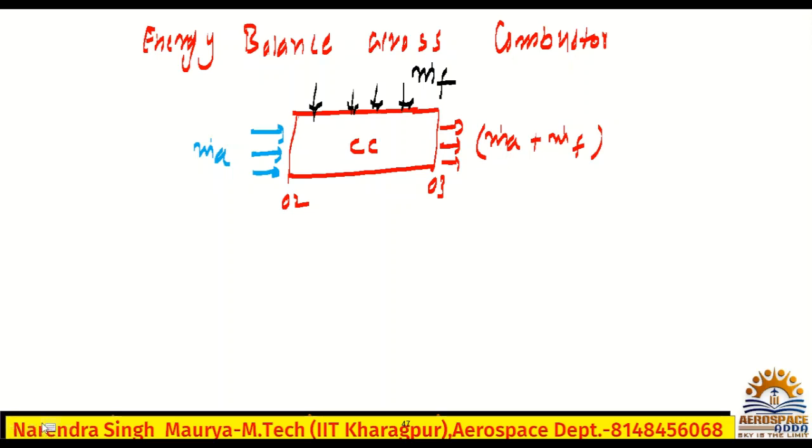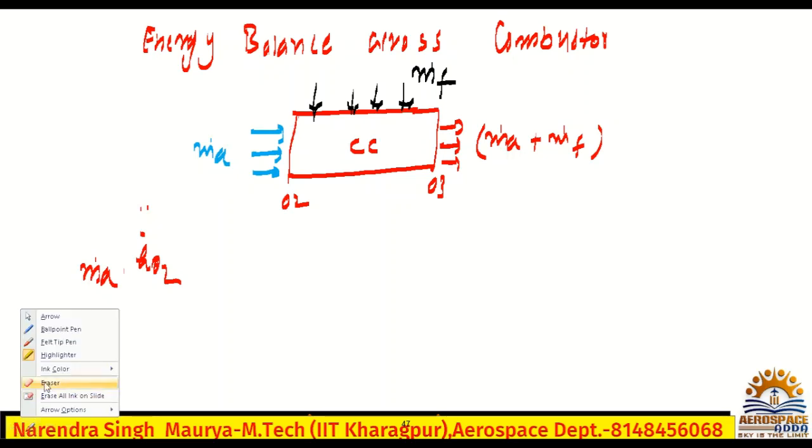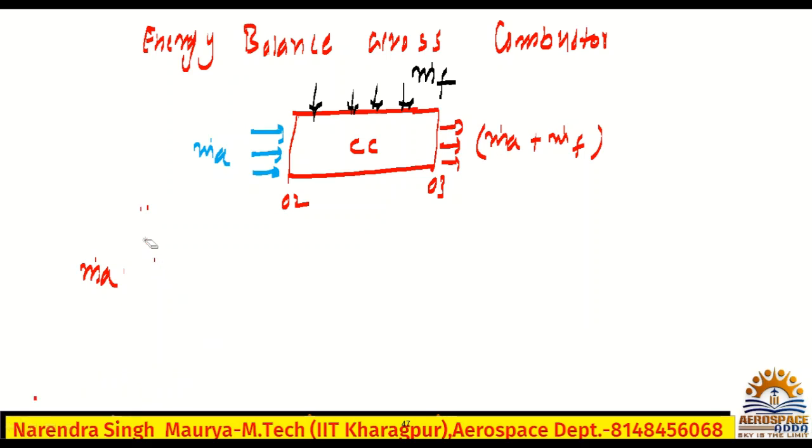So what is the energy equation? You all know total heat input is equal to total heat rejection. So what is the total heat input? I must say total heat input is nothing but m dot A into enthalpy, which is H naught 2, or in terms of capital H naught 2, because they have given the rate. So we'll write the same thing so that it should be very clear.